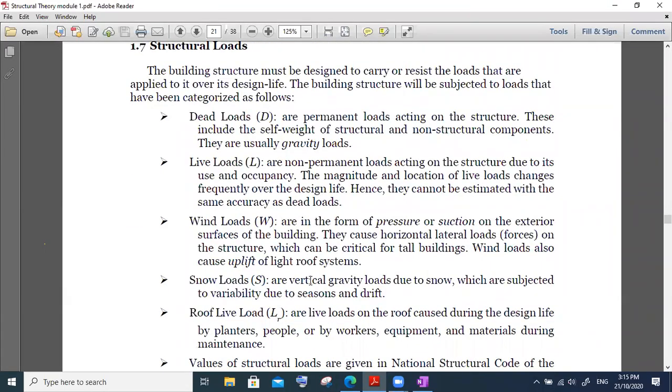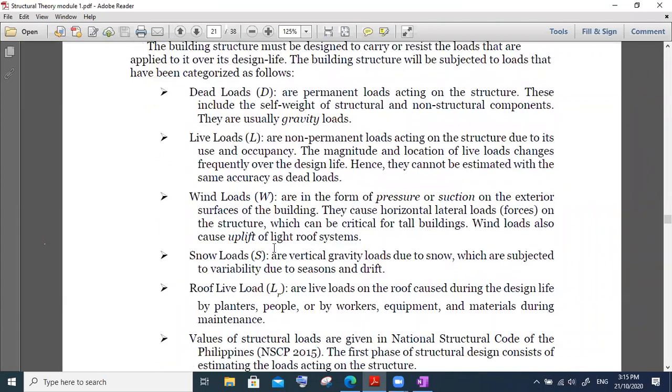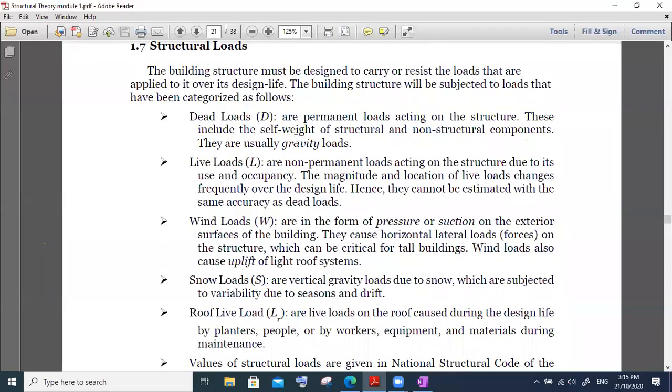Now let's proceed with the structural loads. Umpisahan natin sa dead load. Dead loads are permanent loads acting on the structure. This includes the self-weight, the structural and non-structural components that are usually gravity loads.